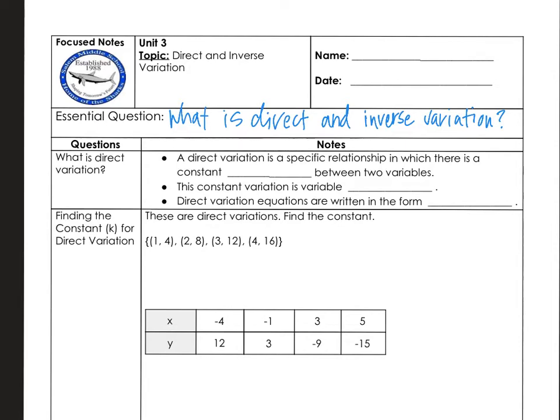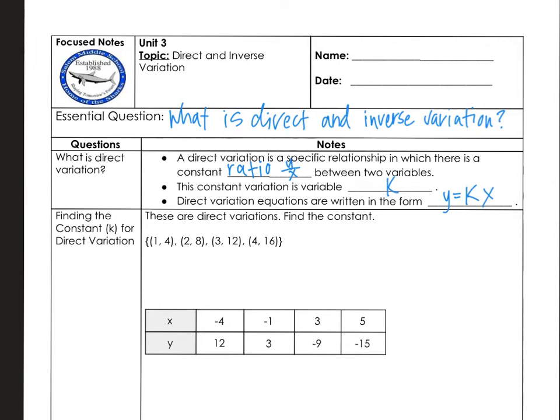And the first one that we're going to talk about is direct variation. It's a specific relationship in which there is a constant ratio. Ratio means that we've kind of got a fraction going on. So a constant ratio, and we see this as y over x between two variables. This constant variation is variable k. That's the variable that we use to represent the constant variation. Direct variation equations are written in the form y equals kx, with that k being the constant.